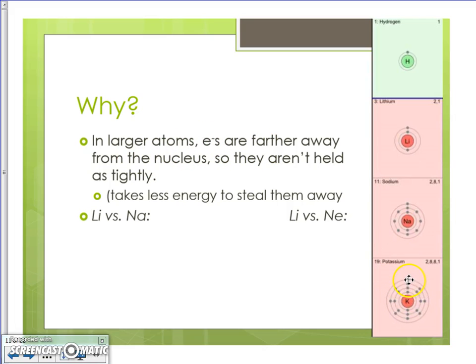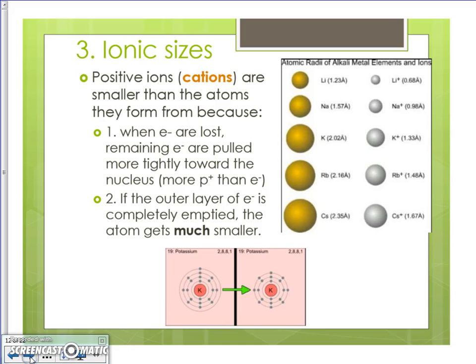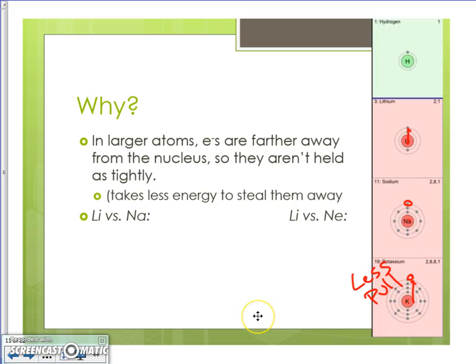So we look at potassium here. This electron right here is further away from the nucleus than this one. So this one's 4 levels out, this one's 3 levels out, this one even closer, 2 levels out. So it takes less energy because there is less pull. So lithium versus sodium, and then lithium versus neon, we'll talk about that here.